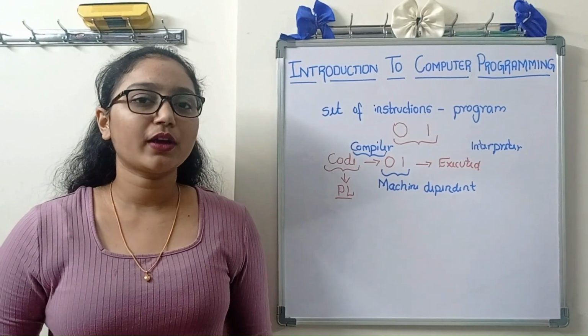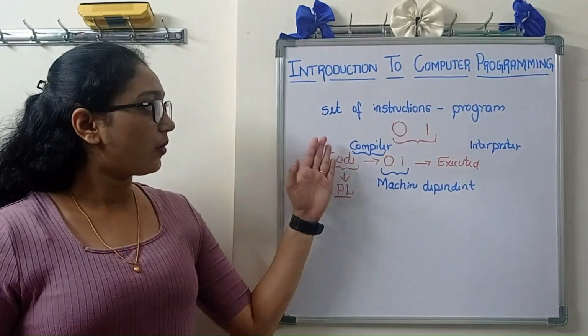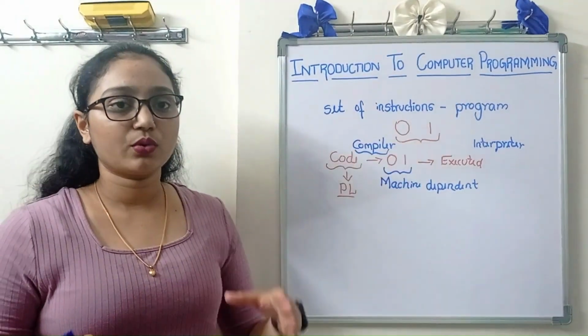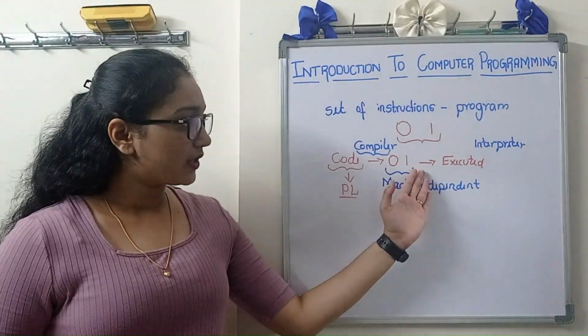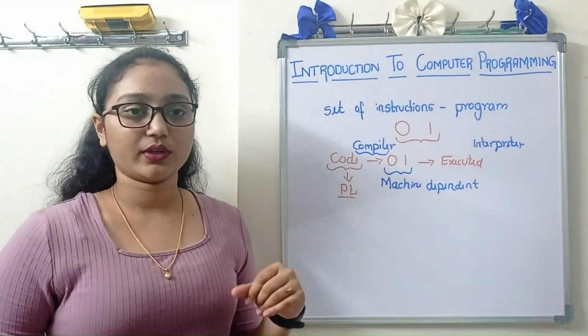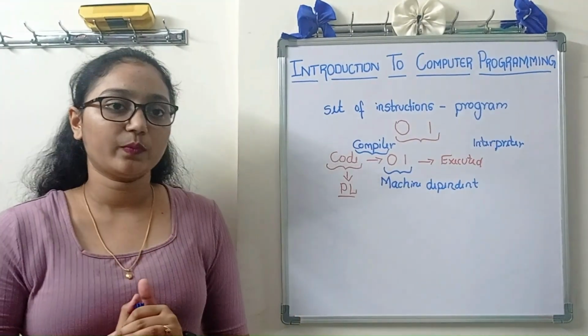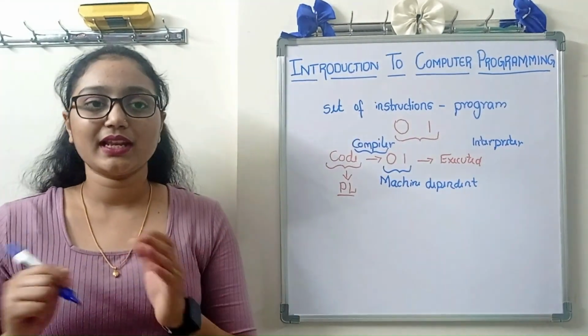Until now, you have understood how the set of instructions or the program is coded to the computer, how it works, what is a code, what is machine language, and how it gets executed. These are the things which we learned till now. So next we will come to the C language.